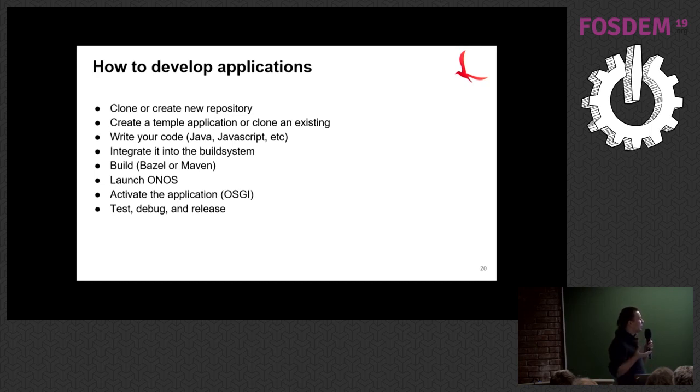And because this is actually a developer conference, just to summarize, developing an ONOS application is not any different to basically any other way of developing applications in other projects. You just clone the code. Like I mentioned on the first slides, it's available on GitHub. You create your application or clone an existing one and adjust it. Write your code. It's written in Java, the backend, and the front end is written in JavaScript. The build system is currently switched to Bazel, which is a new build system.